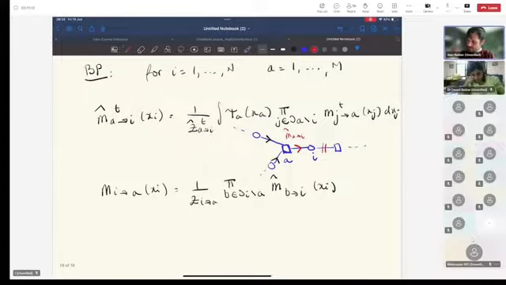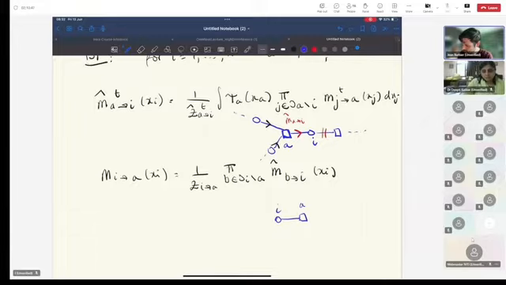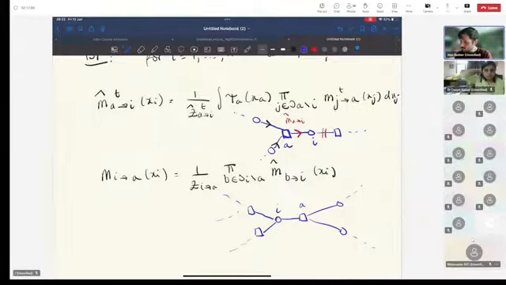Now, what is this message here? So I have a node, still node i, that is sending information to factor a, which is itself connected to other nodes. And this node is connected to other factors, which are connected to other nodes. So what I'm doing, yes.